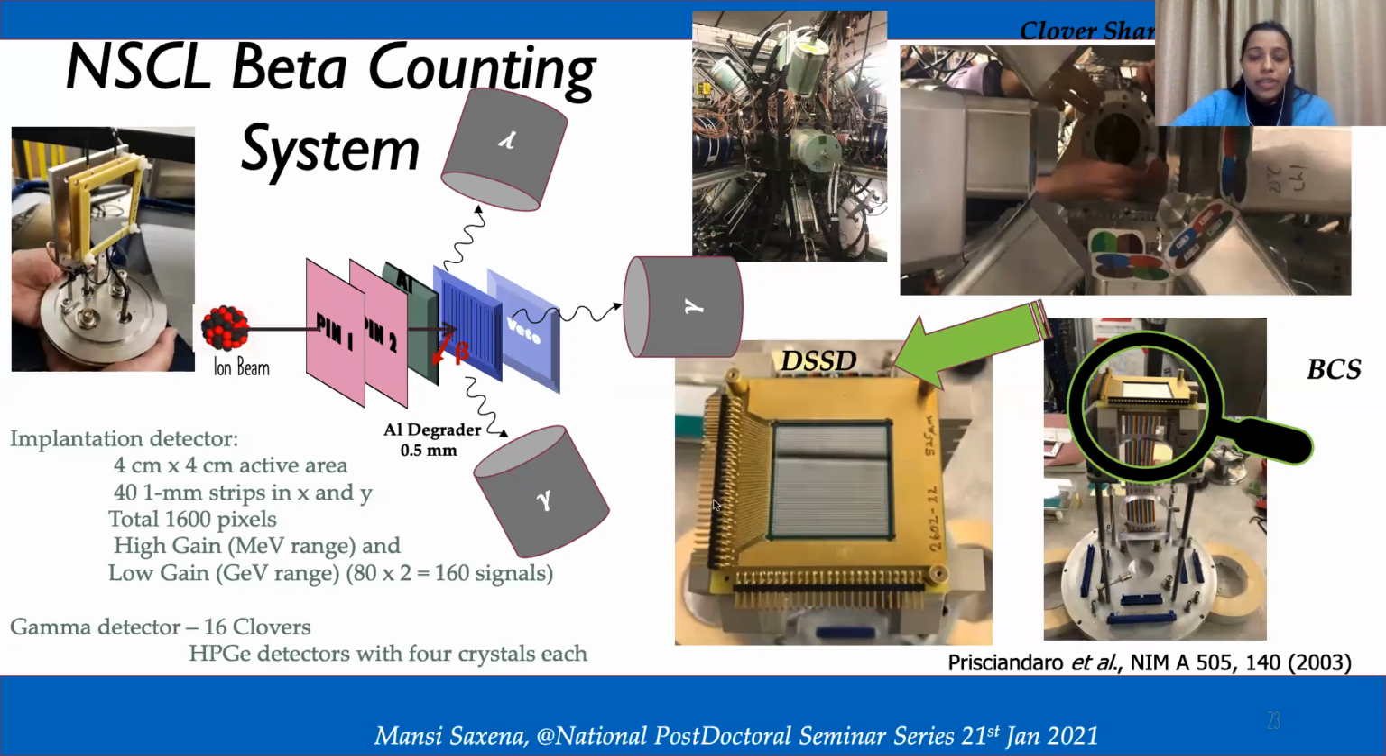Now, the beta counting station was surrounded by 16 Clover detectors. These were part of the Clover share campaigns. These detectors were used to detect the beta delayed gamma rays.